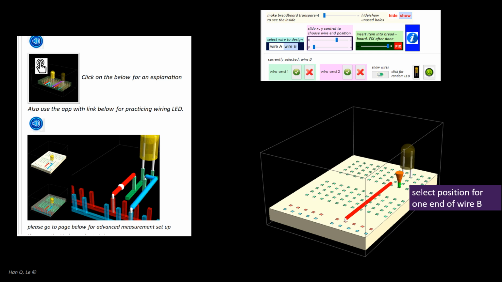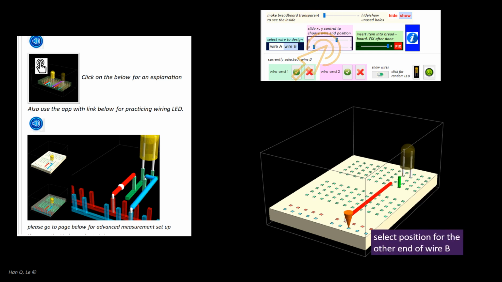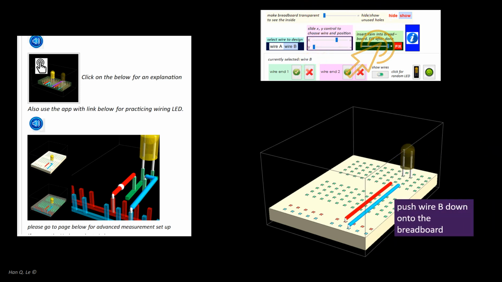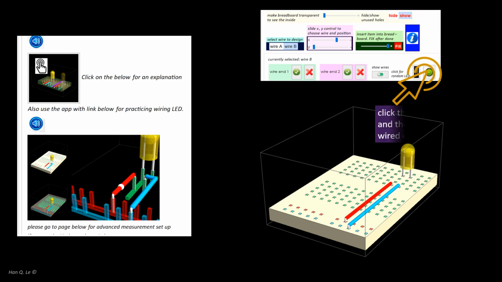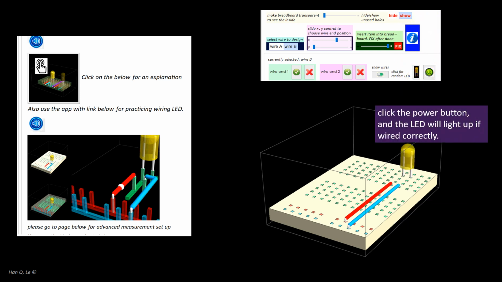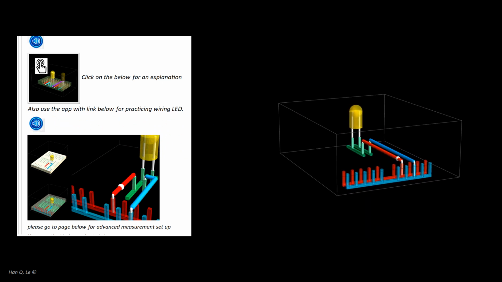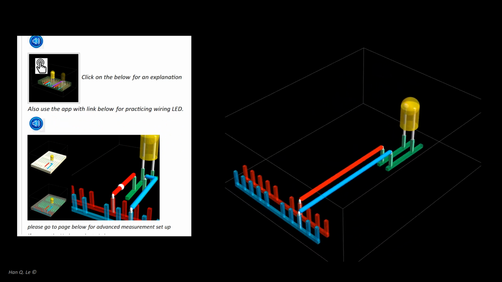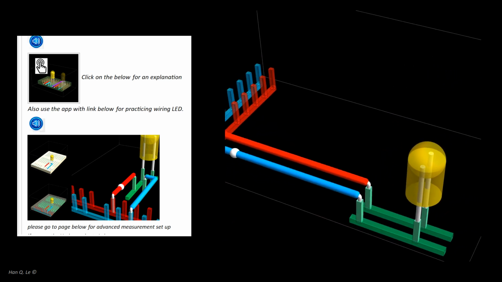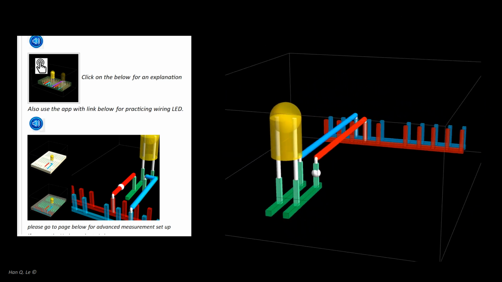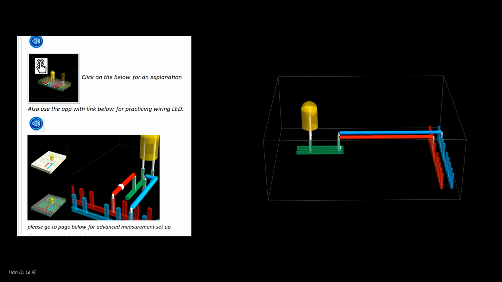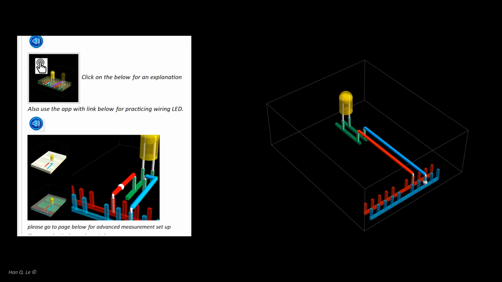First select a position for one end. Then, select a position for the other end. Wire B appears. Push wire B down onto the breadboard. Click the power button, and the LED will light up if wired correctly. Otherwise, it will remain dark. Lastly, there is the option to click a 3D animation of the current flow to reinforce one's understanding. In summary, for the first-time breadboard and LED user, a combination of simulation with a few circuit building trials and errors can help one quickly get a hang of it, and be able to use LEDs with ease for the rest of the course.